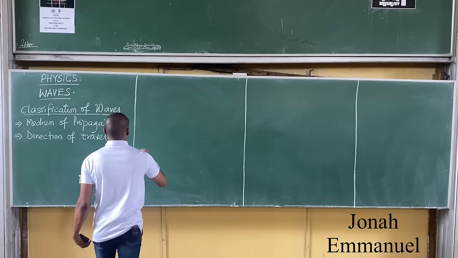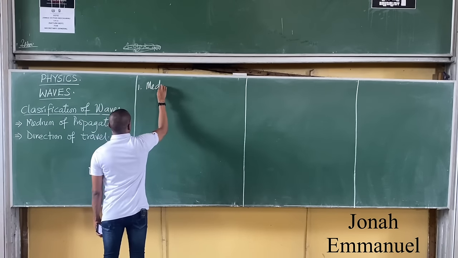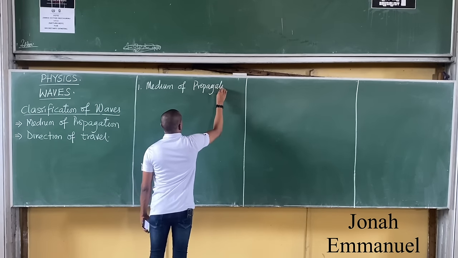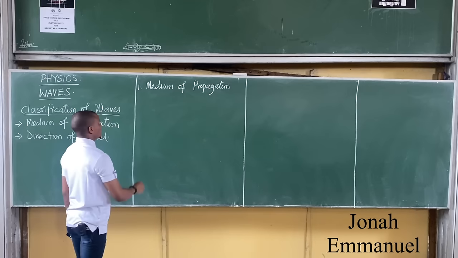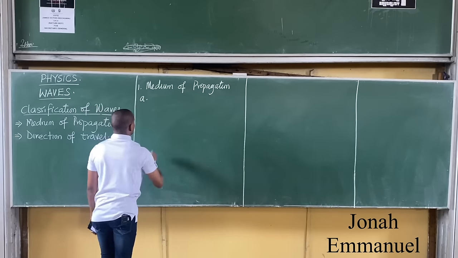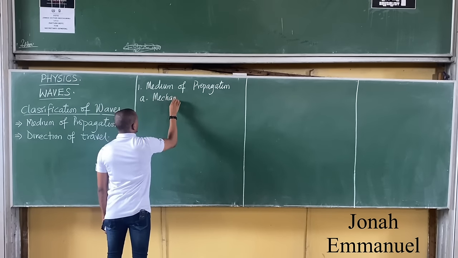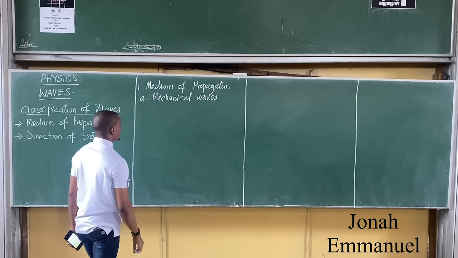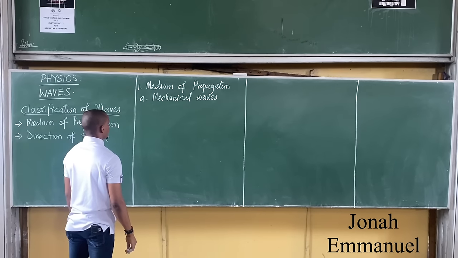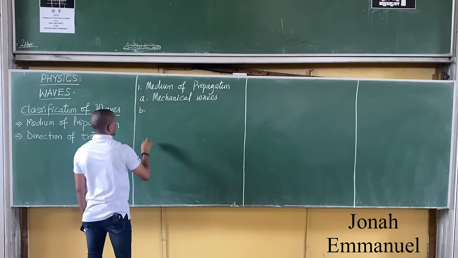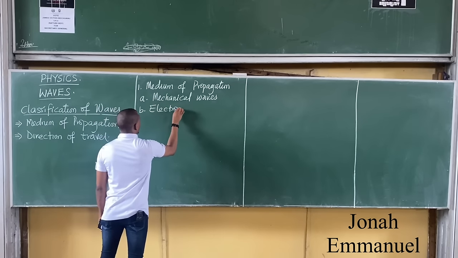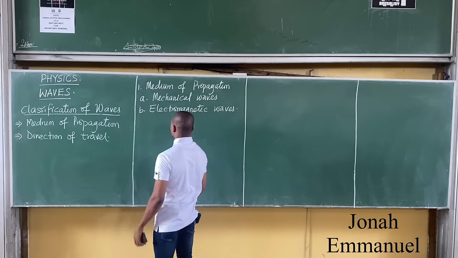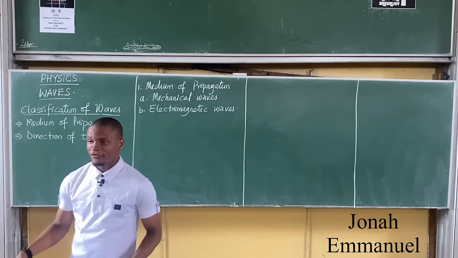Now, the first one, based on the medium of propagation, there are two types of waves. First one is called mechanical waves. Second is called electromagnetic waves. So these are two types of waves based on the medium of propagation.